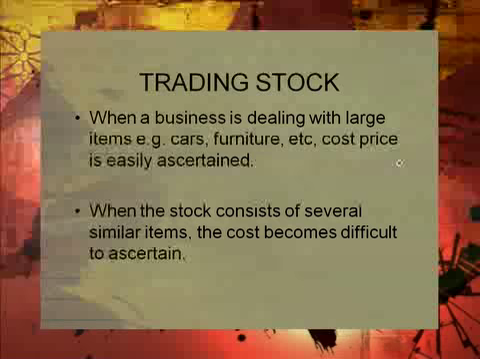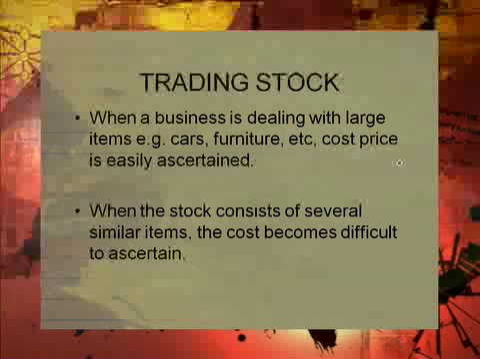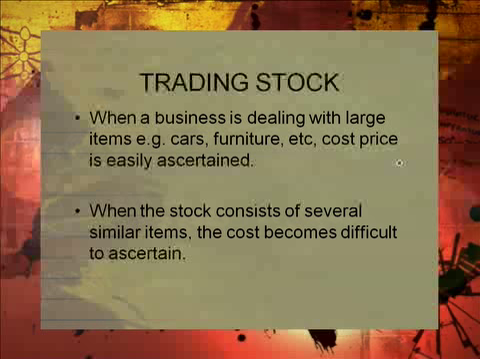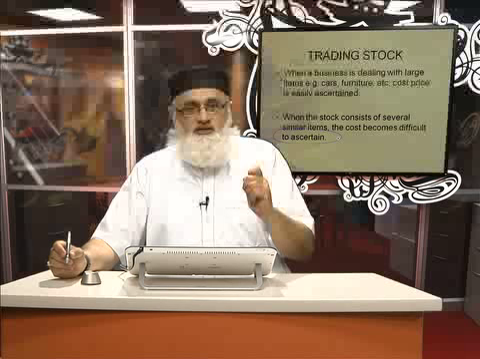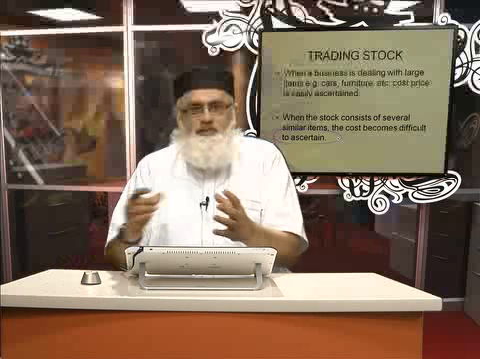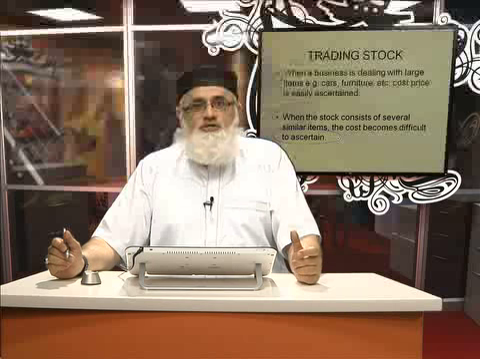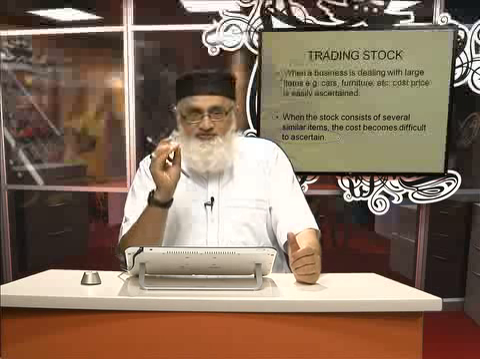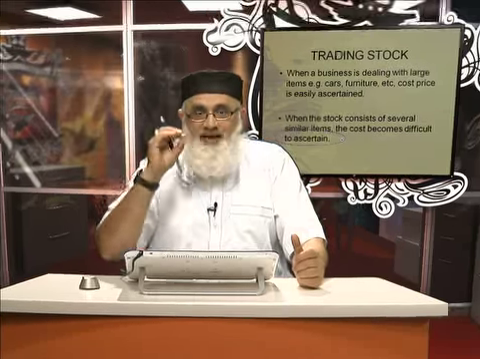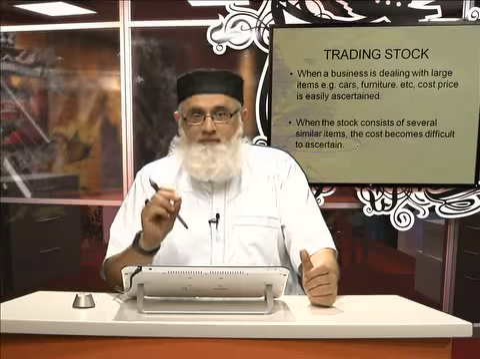Now, when a stock consists of several similar items, smaller items, it becomes very difficult to ascertain the cost of that item. An example of this would be golf balls. Think about it. Once you are dealing with golf balls, it becomes very difficult to ascertain the cost price of each of those golf balls. So therefore, remember, what is important to us up to now, we have shown you exactly that the method that you have been using to date is what we call the specific identification method.